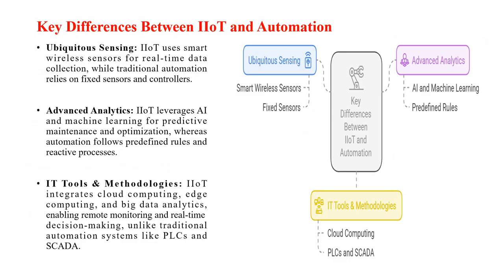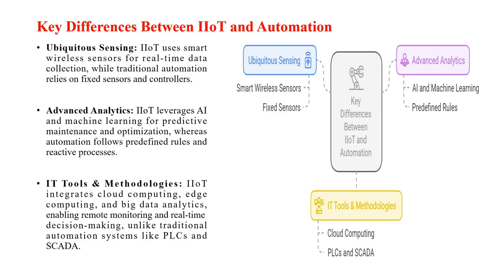Next, we have key differences between industrial IoT and automation. So here industrial automation has been used in industries for decades to control the machines and the processes. But industrial IoT brings a more advanced data-driven approach.